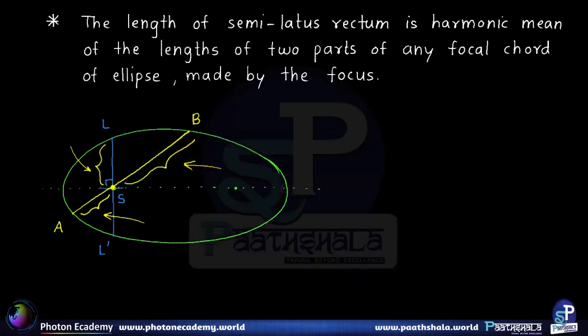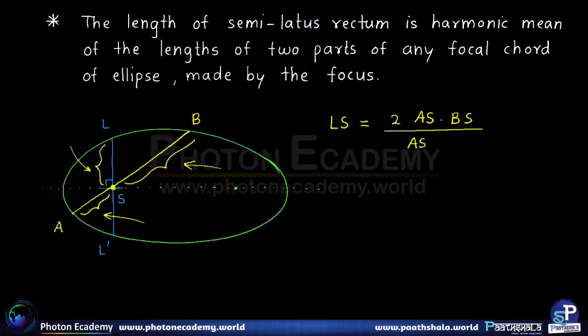Now by harmonic mean we know the formula for harmonic mean. LS, that is the semilatus rectum, is the harmonic mean of AS and BS. So clearly it is 2 times AS into BS whole upon AS plus BS, where the denominator is nothing but the length AB itself, the length of the focal chord. Alright. Let's see the next one.